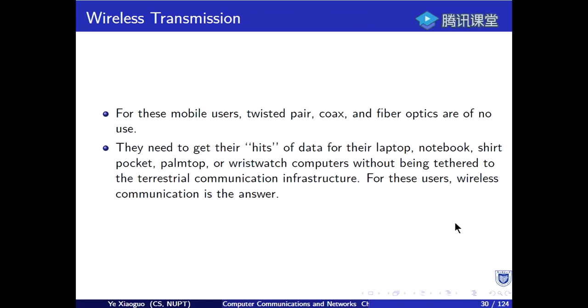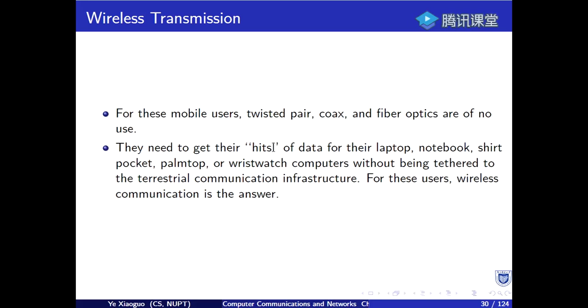And just now we have talked about the guided media, or wired media. Then we will talk about wireless media, or wireless transmission. For these mobile users, twisted pair, coaxial, and fiber optics are of no use, because mobile users will move around and around. So the wired line is not convenient and practical for them.